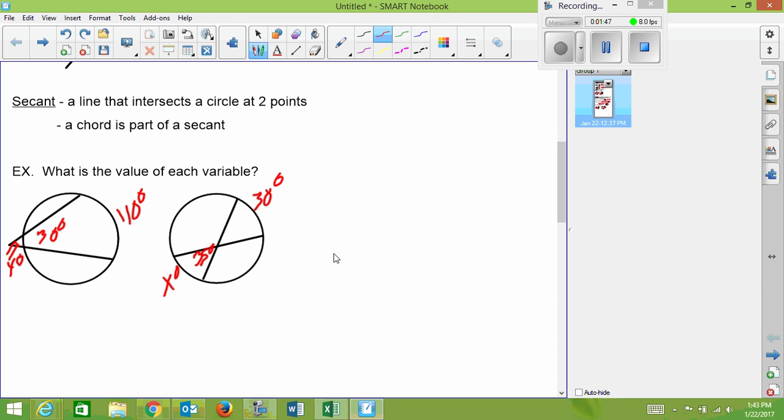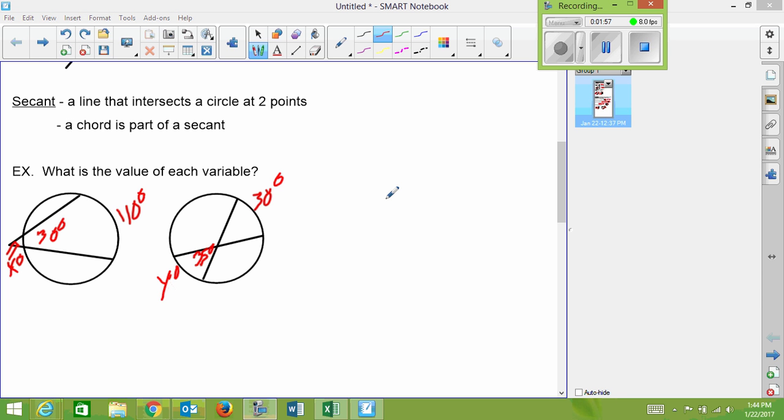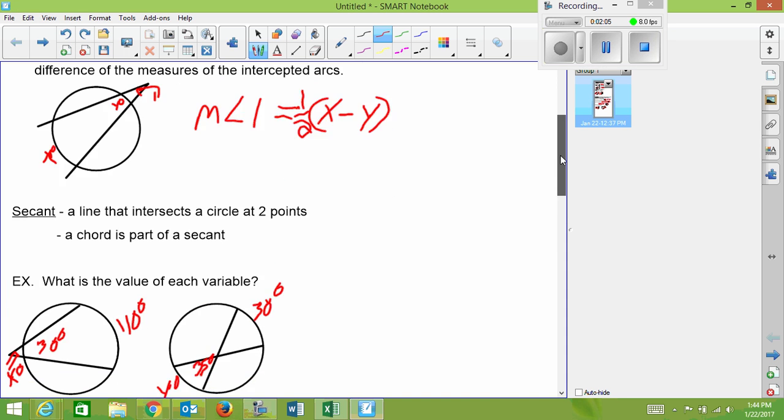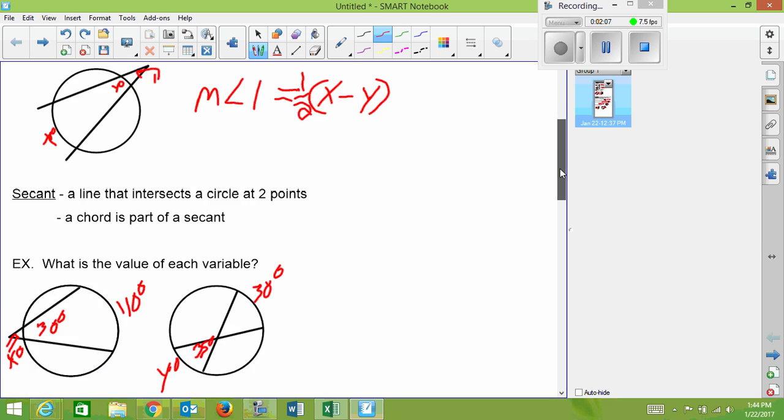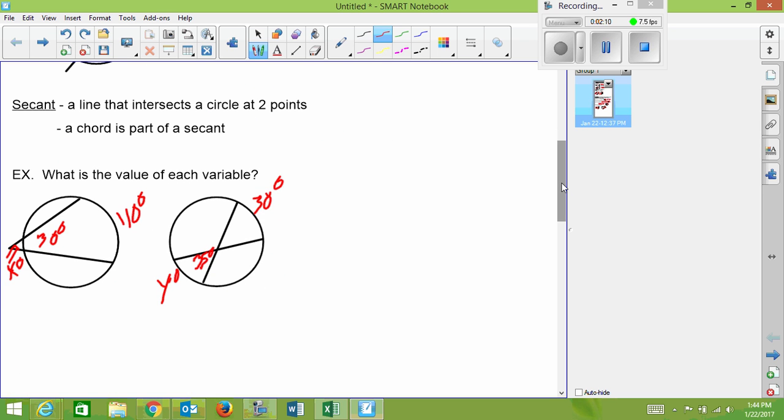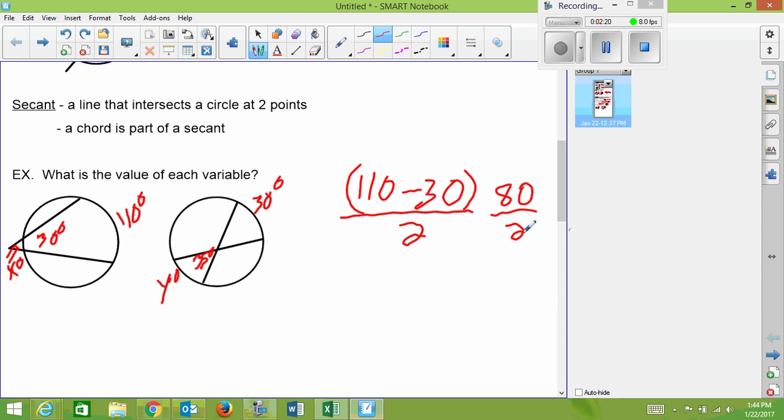To be able to find x, I am going to have to use the rule that stated that it meets outside the circle, which is 12.14. So I have to take the difference of the two. So I have to take 110 minus 30 and then divide that by 2. So 80 divided by 2, that makes my x 40 degrees.